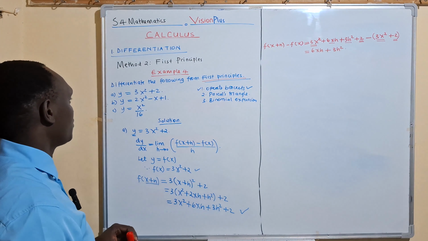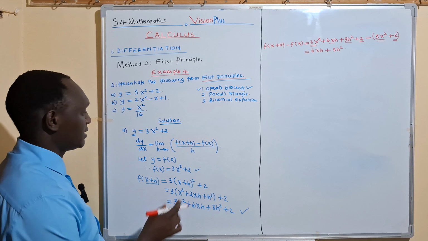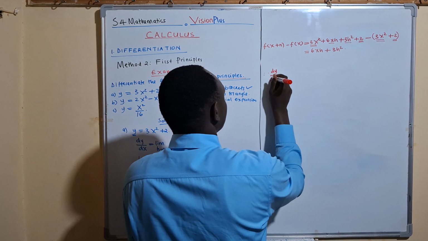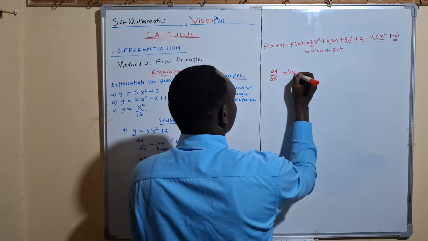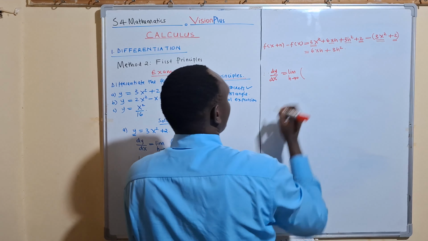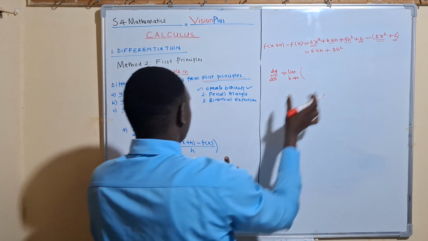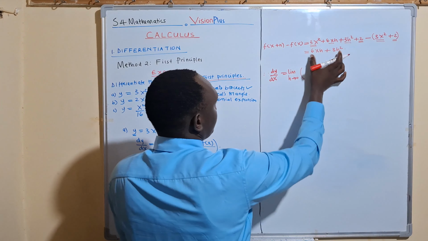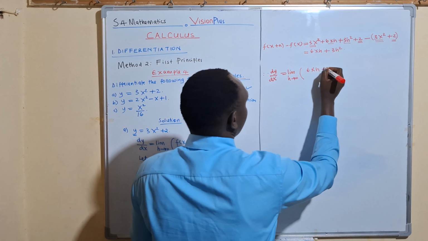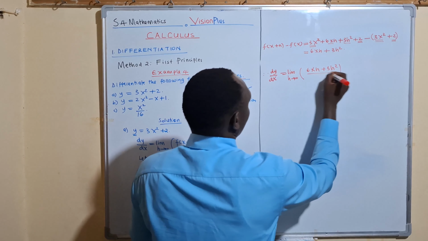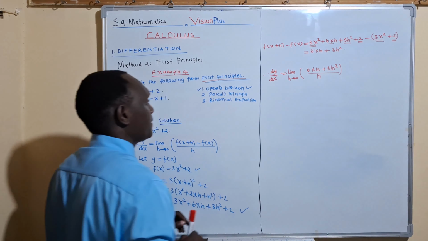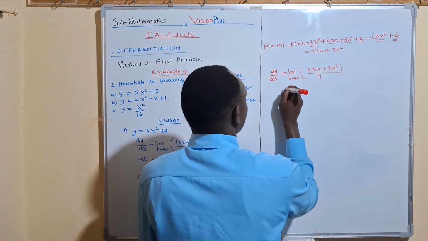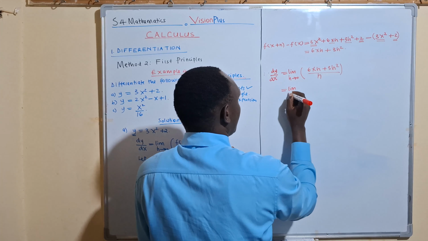So from there, what do we do? We now substitute in the formula. Therefore, dy/dx equals the limit as h tends to 0 for the function. Now the difference is what we put there, because the formula says subtract the two functions. So we have subtracted them and we have 6xh plus 3h squared over h. What do we do there? We divide all the terms by the denominator h, and that gives us the limit as h tends to 0.